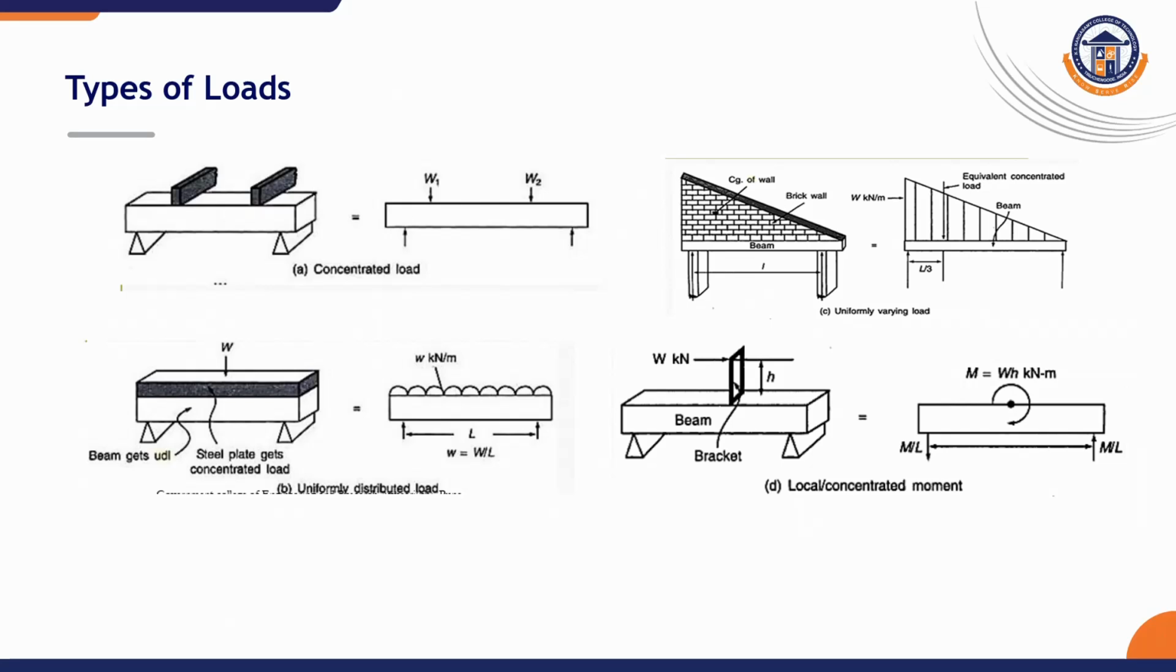So in this figure, we can see the first one is the point load or concentrated load. Second figure is the uniformly distributed load where the loads are distributed uniformly over the entire length. And third one is uniformly varying load. Here the load has been distributed in a varying manner from 0 to the maximum, and moment load, a moment has been applied over the beam.